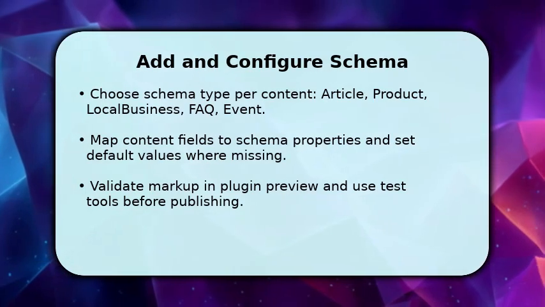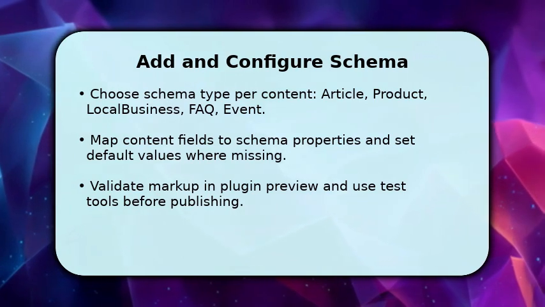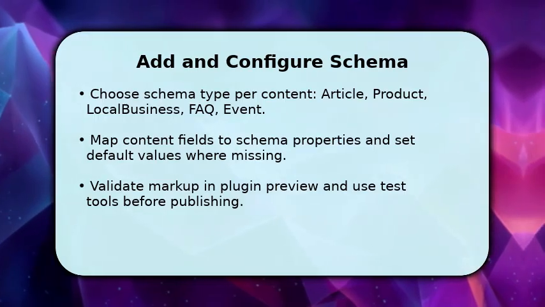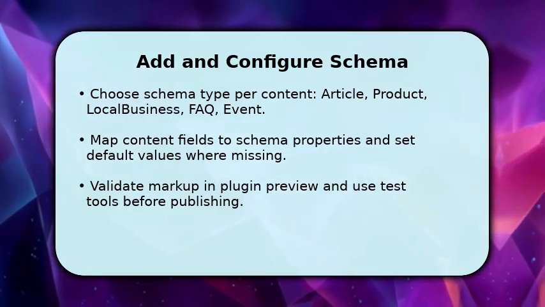Now map schema to content. Pick the correct type for each post or page, for example article for blog posts or product for listings, because accurate types drive rich results.